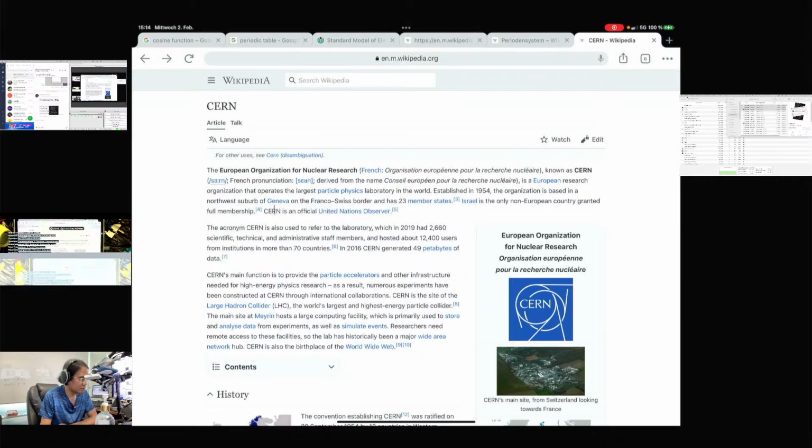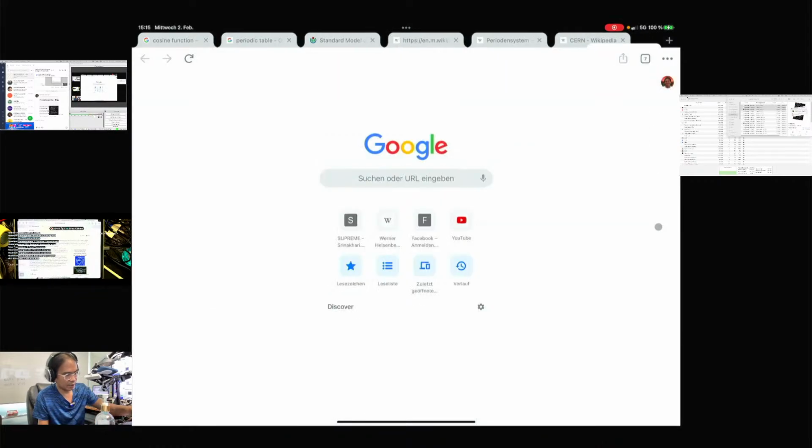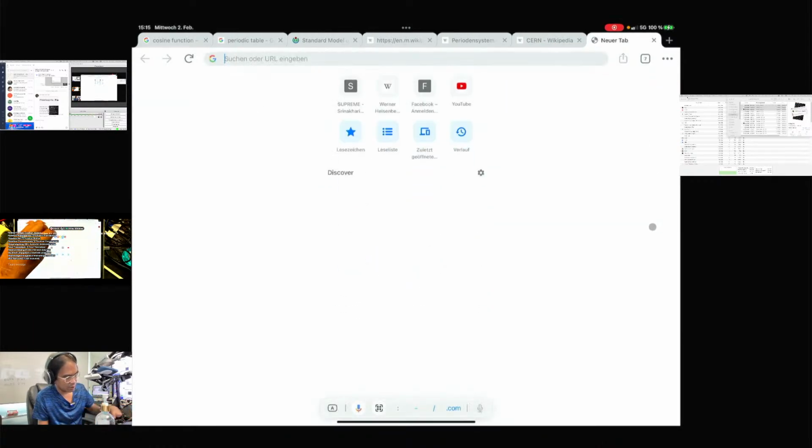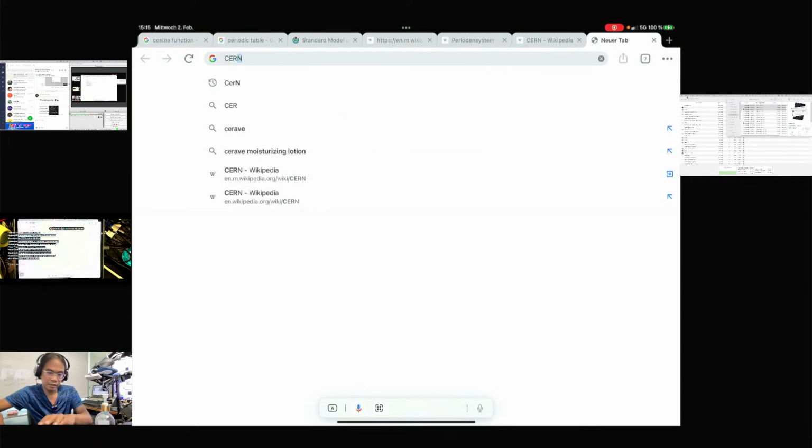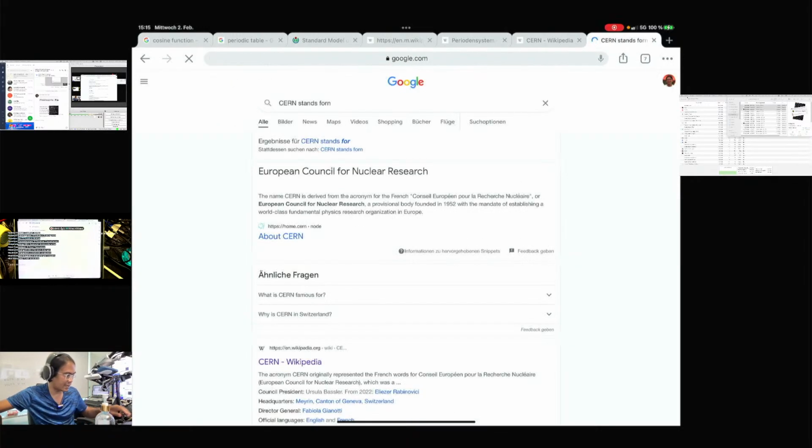What is CERN? It is an organization supported by the United Nations. What does CERN stand for? The full name of CERN came from a French word, but in English it's called the European Council for Nuclear Research.